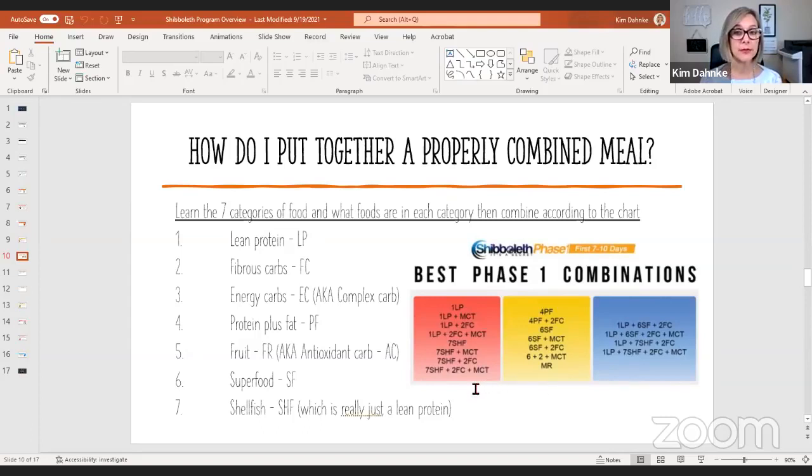And then if you can come over here to the red column and you see 3 letters, MCT, that stands for medium chain triglyceride. And this is an oil. We're going to talk about that in just a second. In Lap 6 of Fast Track, there is an advanced combination chart that's got more options than what you're seeing right here. And it will also include your energy, carbs, and fruit.